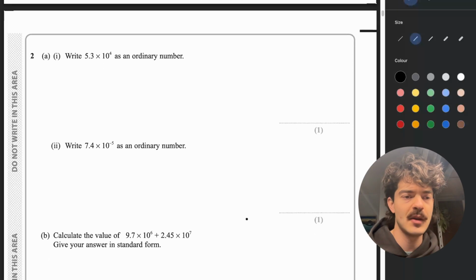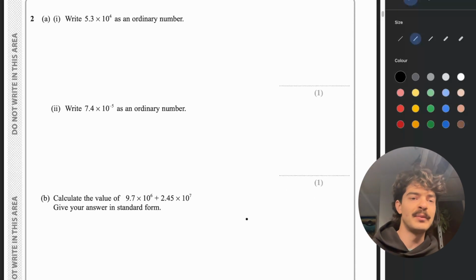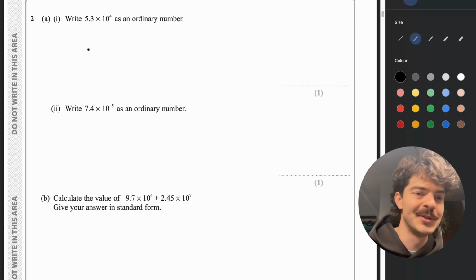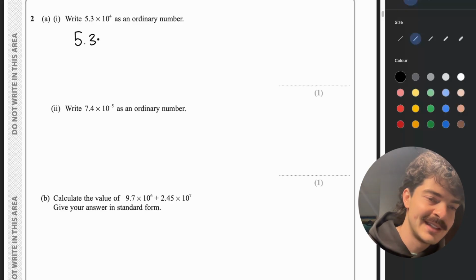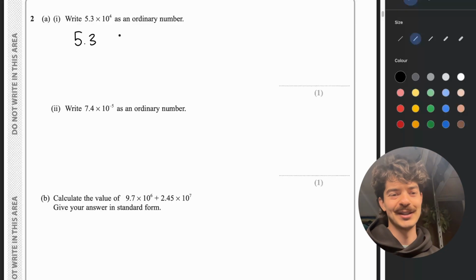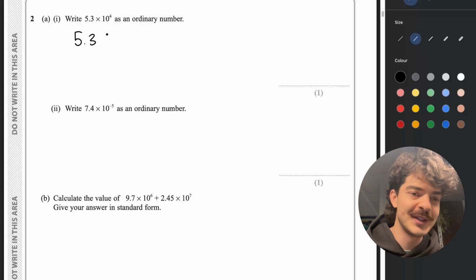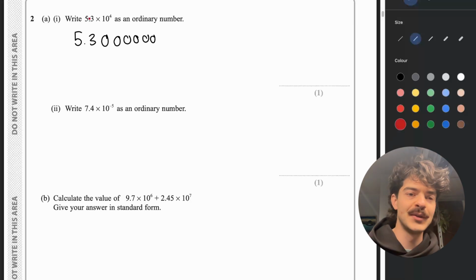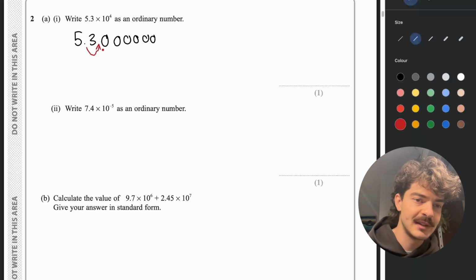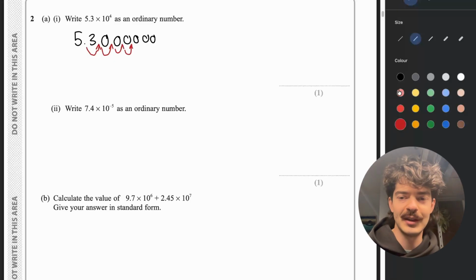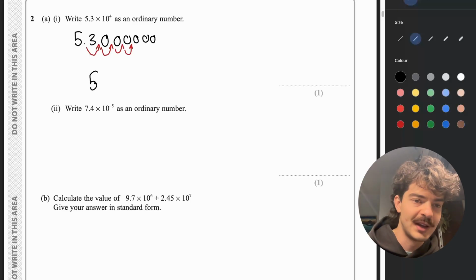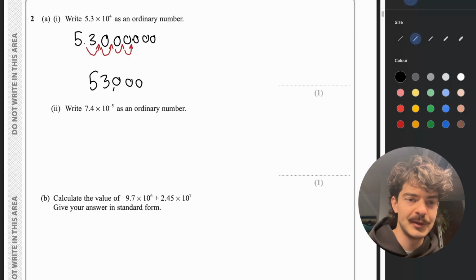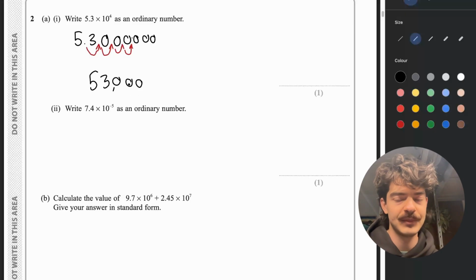Okay. Moving onwards, 5.34 times 10 to the 4 as an ordinary number. The way I like to do these is, we're multiplying by 10 to the 4 in this case, so we're making it larger. Let's give ourselves some extra zeros afterwards to play around with. If we're doing 10 to the 4, that means our decimal place is moving 2, 3, 4 places to the right. So our new value would be 53,000, and then we are done, right? The new decimal place would be here, 53,000.